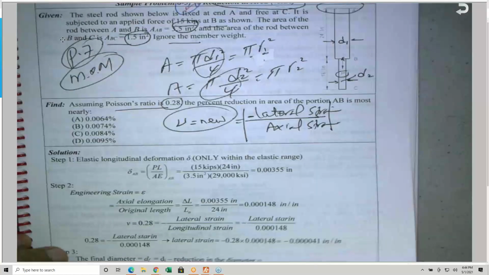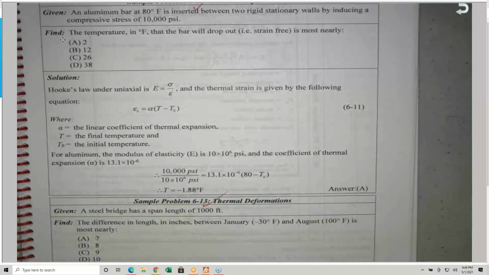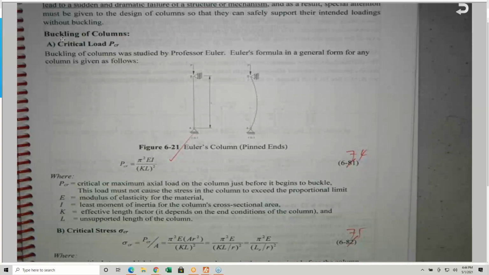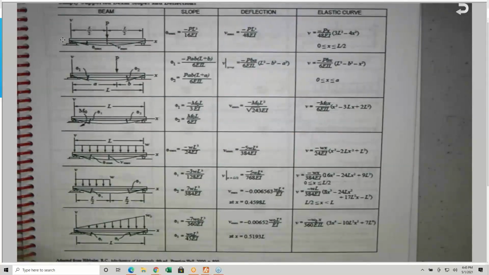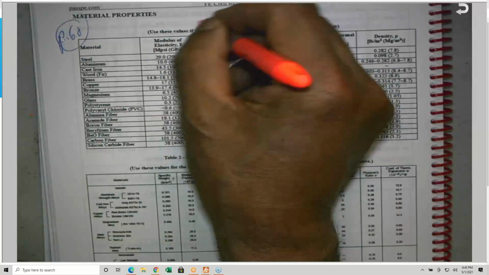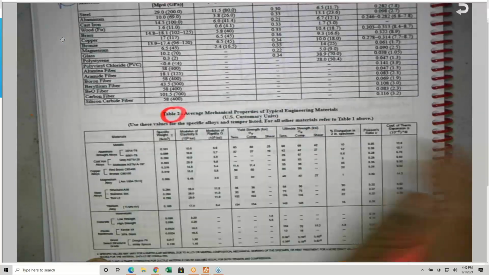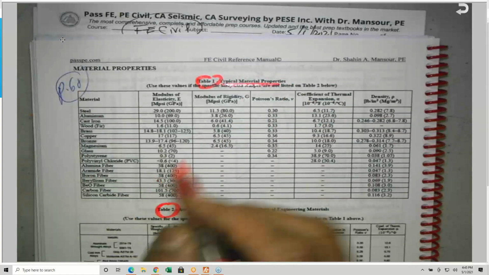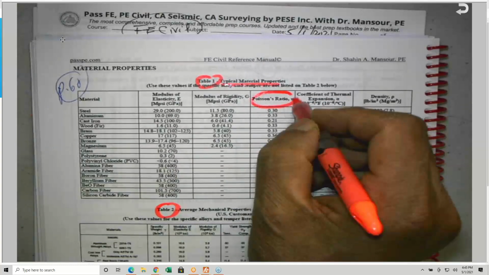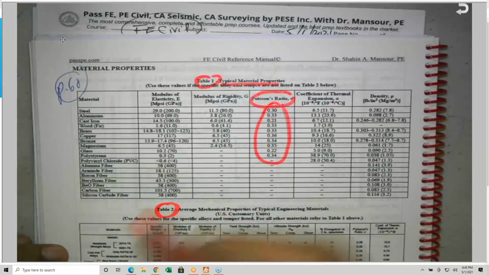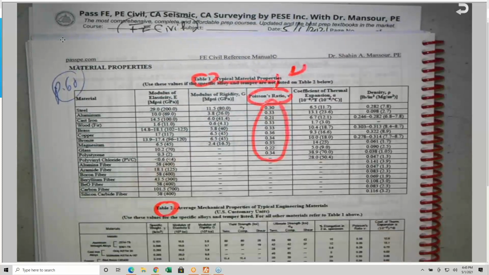And at the end, by the way, I'm providing you with the table, or the two tables. These two tables are provided in the NCEES, table 1 and table 2. Table 1 is the typical material properties, okay? And one of them is Poisson's ratio. So this column here is representing Poisson's ratio, and they are using the Greek letter nu.